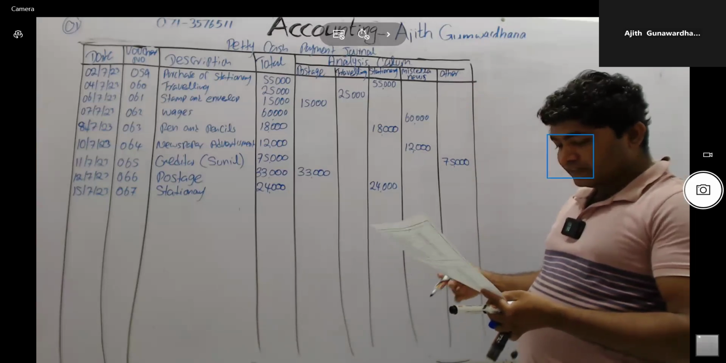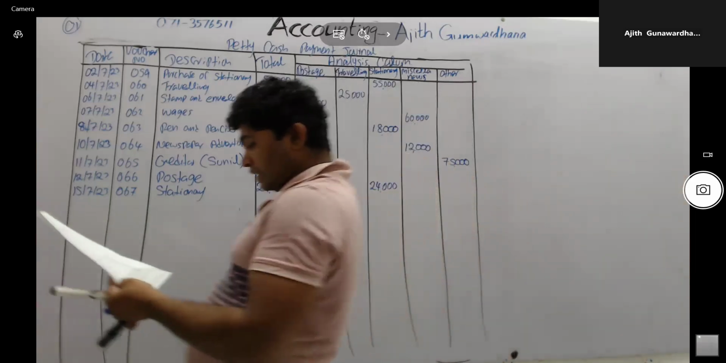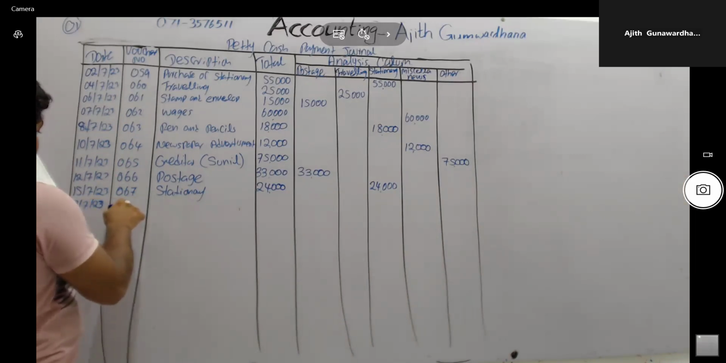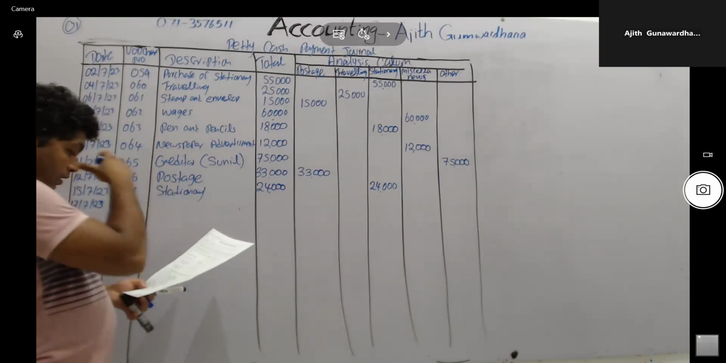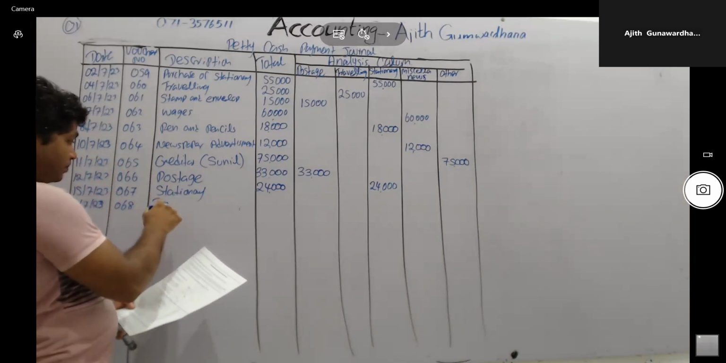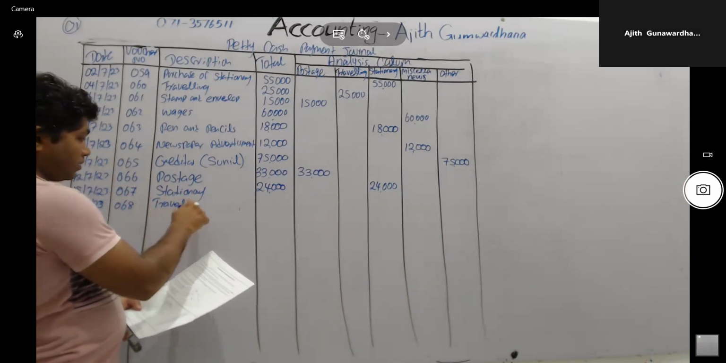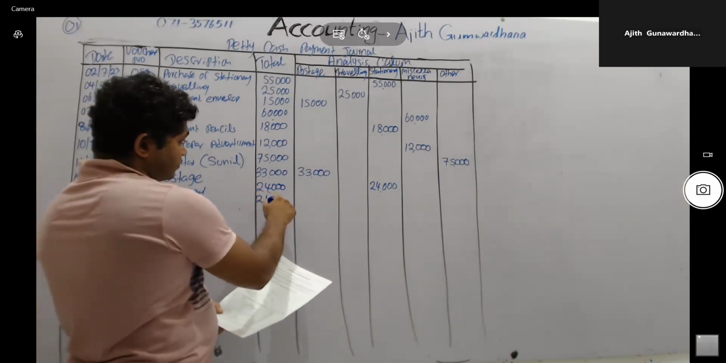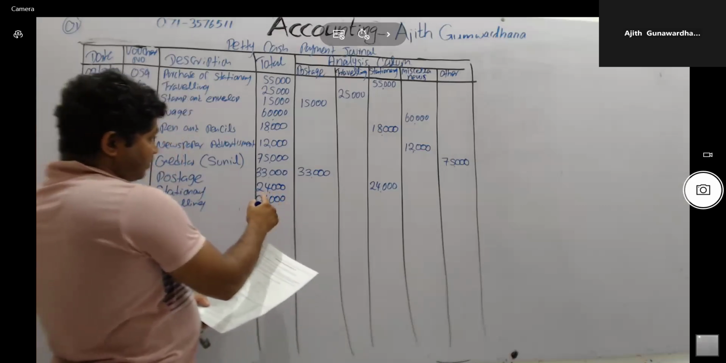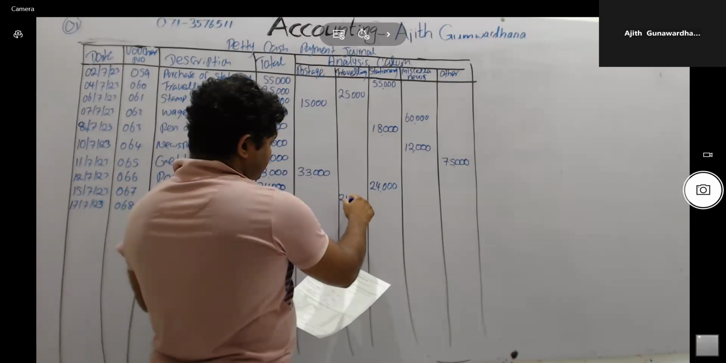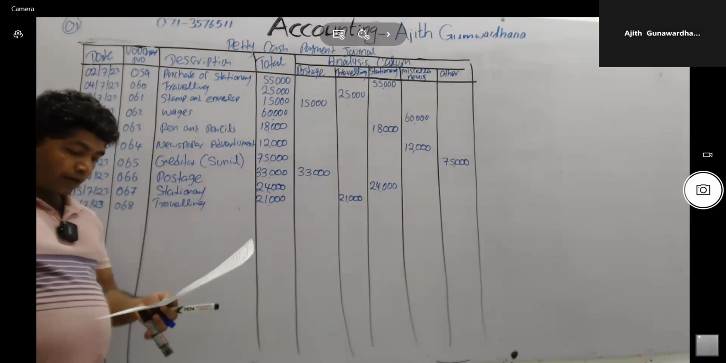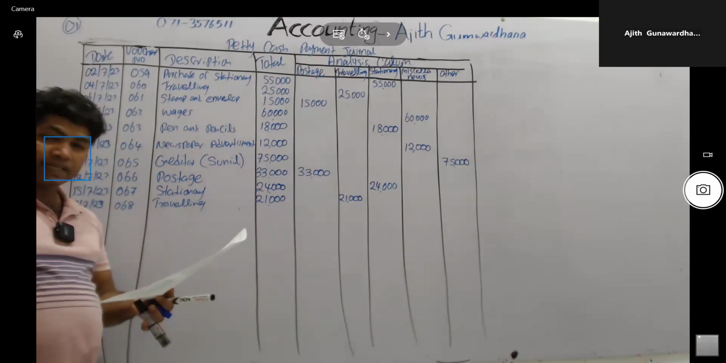Next one, it is given traveling expense, 17 July 2023. Voucher 068. Description traveling. Value is given 21,000. They have a separate column available for traveling expense. First one, you have to know how to record each and every transaction in the petty cash payment journal.